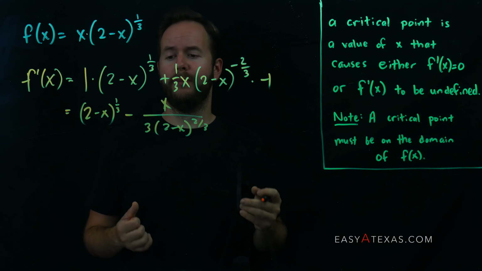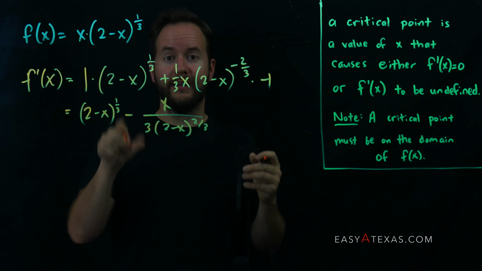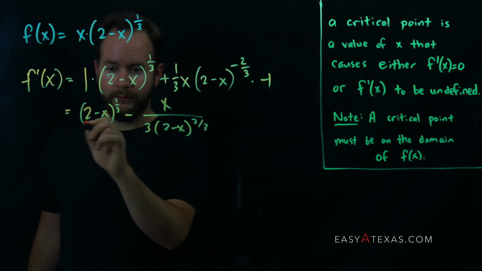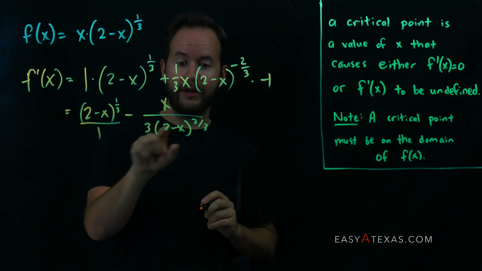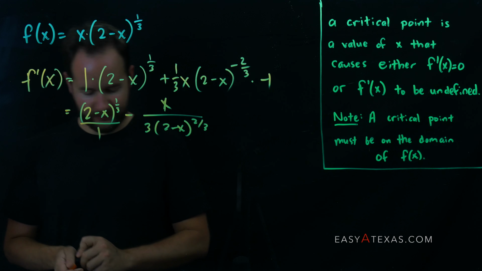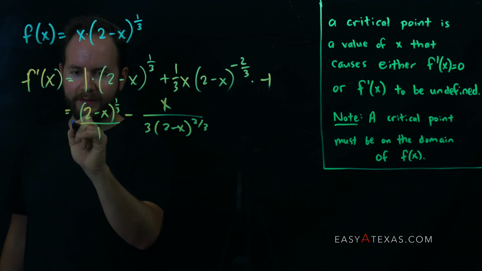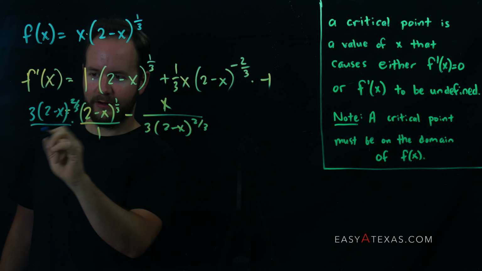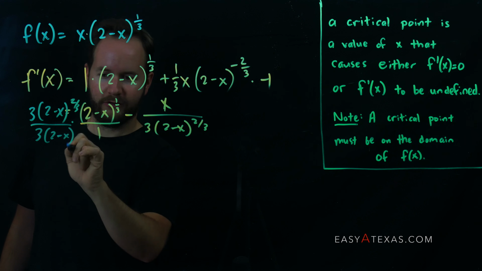We're getting a bit closer, but we still need to work on this and get a common denominator here. I'll point out that the denominator of this first term is simply 1, and so it needs to pick up a 3 and a 2 minus x to the 2/3 to share the same denominator. So let's go ahead and do that. I'm going to do this in blue. I'm going to multiply the top and the bottom by 3 times 2 minus x to the 2/3 and 3 times 2 minus x to the 2/3.